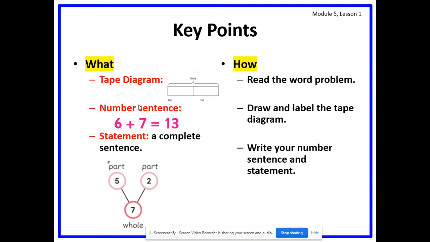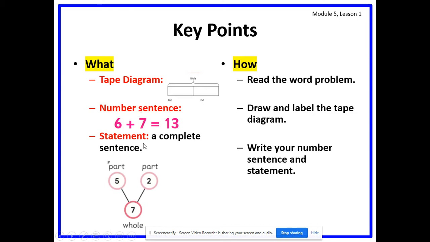Well, we need to know what a tape diagram is, right? Because we started practicing tape diagrams in module 4, and now we need to learn how to draw them and apply them in our word problems, which here we have one, and it's just like a number bond where we have parts and our whole number at the top. Then we have our number sentence. Our number sentence here would be a sentence with numbers. For example, this one, 6 plus 7 equals 13. It has two parts and a whole.